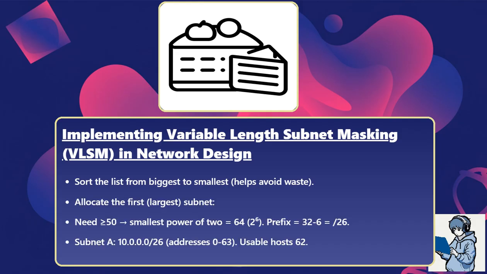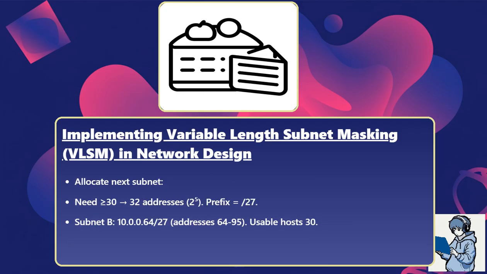Allocate the first largest subnet. Need greater than or equal to 50, so the smallest power of 2 is 64, 2 to the 6th. Prefix equals 32 minus 6 equals /26. Subnet A: 10.0.0.0/26, addresses 0 to 63. Usable hosts 62. Allocate next subnet. Need greater than or equal to 30, so 32 addresses, 2 to the 5th. Prefix equals /27. Subnet B: 10.0.0.64/27, addresses 64 to 95.